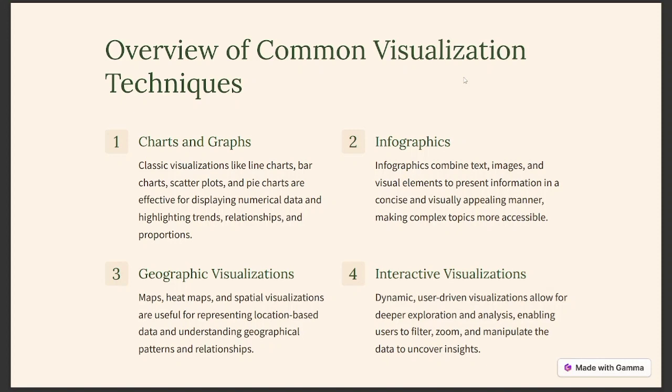Another one is geographic visualizations. Maps, heat maps, and spatial visualizations are useful for representing location-based data and understanding geographical patterns and relationships. First of all, what is a map? A traditional map provides a visual representation of geographical features, like continents, countries, cities, rivers, and mountains. They help us understand the layout of the world and the relationship between different locations.